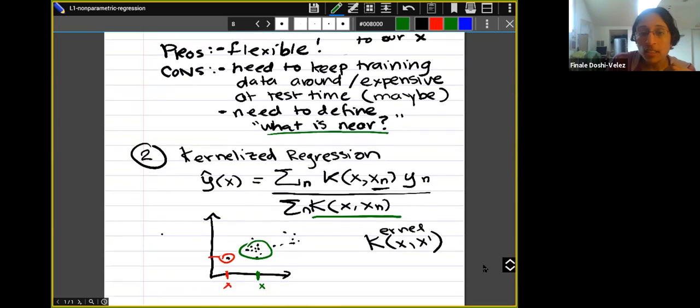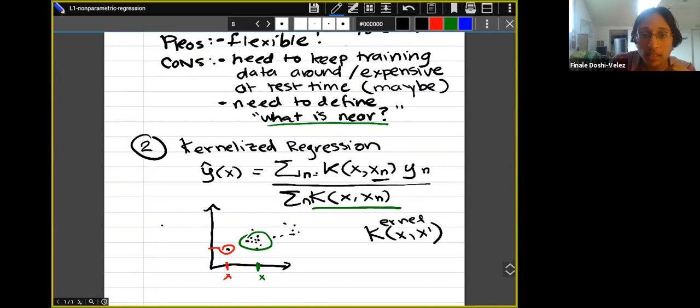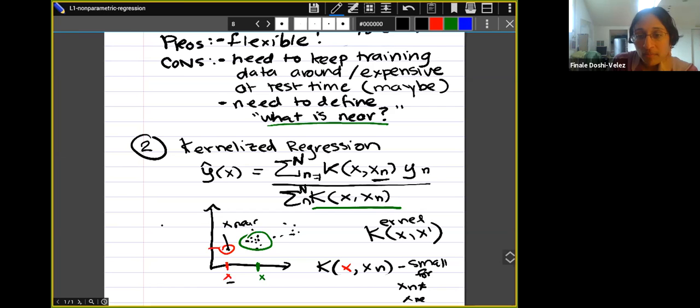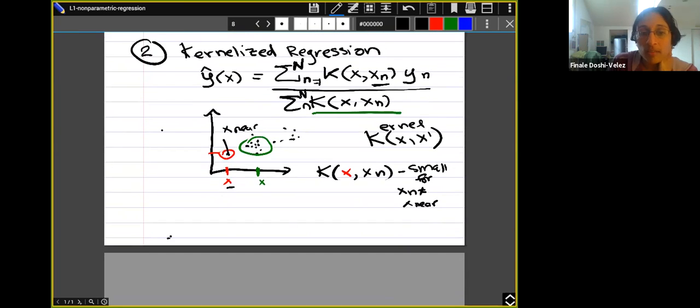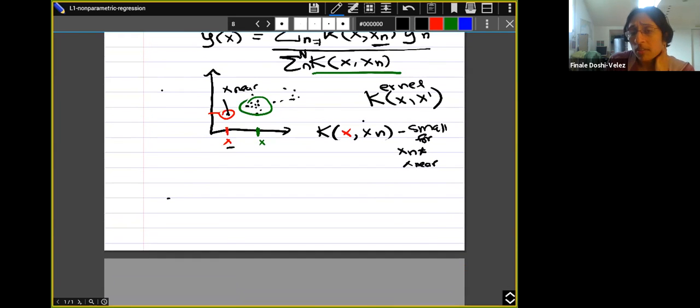The kernelized regression, on the other hand, let me be a little more explicit. This is little n equals 1 all the way out to big N, the size of the data set, so it is summing over the entire data set. Now, if a lot of points in the data set are quite far, so let's say I'm at this red X over here, then K of red X to some x_n in the data set is going to be quite small, for x_n not equal to, let's call this, x near. So it may be the case that there are not very many that have large values, but you still are going to sum over all of them.